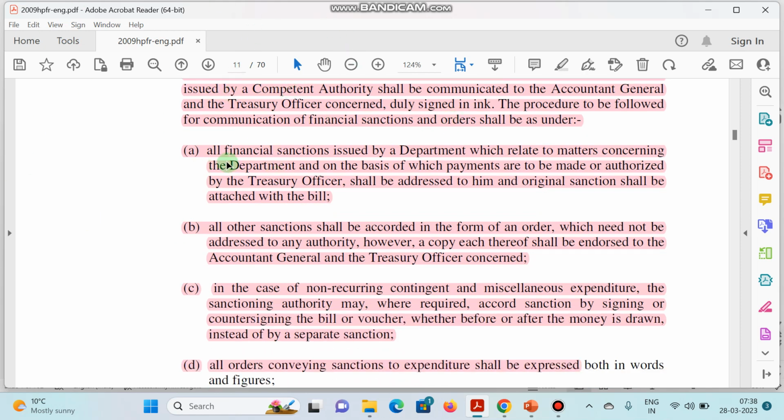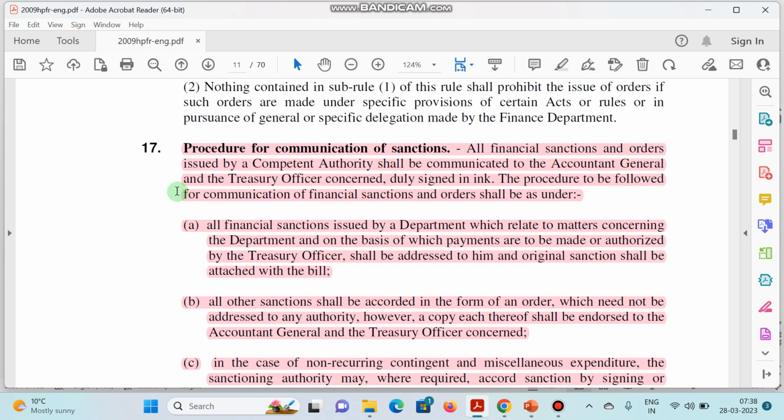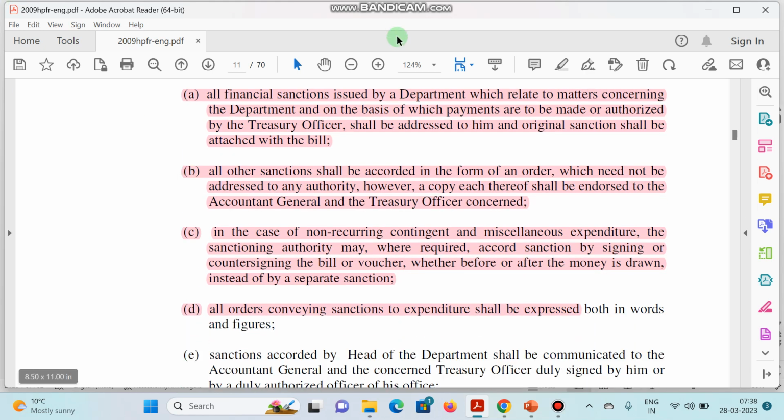All the financial sanctions issued by the department which relate to the matter concerning the department, and on the basis of which payments are to be made or authorized by the treasury officer, shall be addressed to him, and the original sanction shall be attached. जब भी हम treasury officer में treasury में कोई भी bill देंगे तो उस वक्त उसकी sanction लगाना जरूरी है. ये मेंशन किया गया है रूल 17 के फर्स्ट क्लोज में ए पार्ट में.